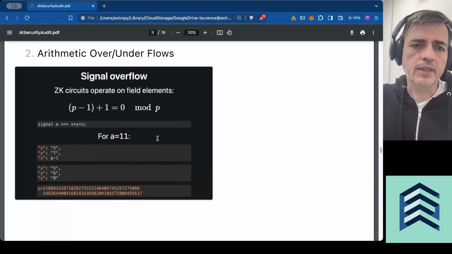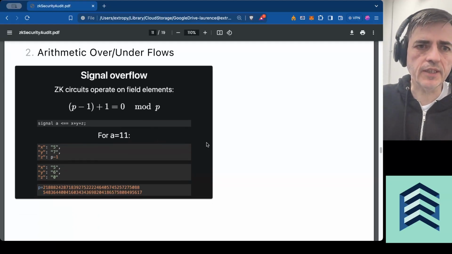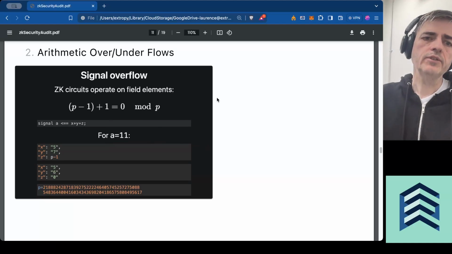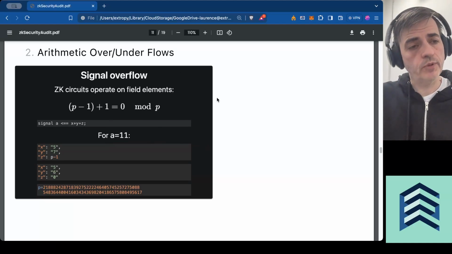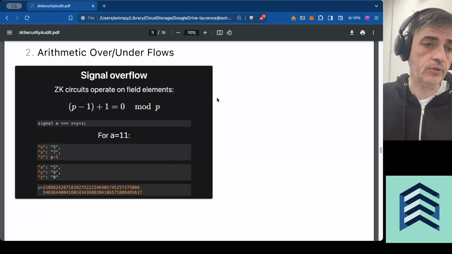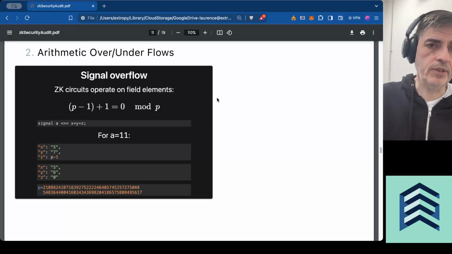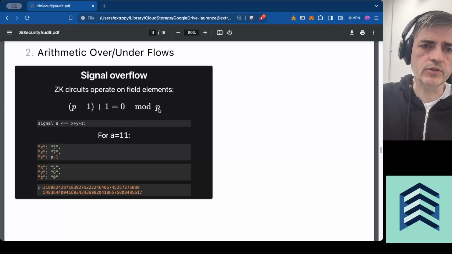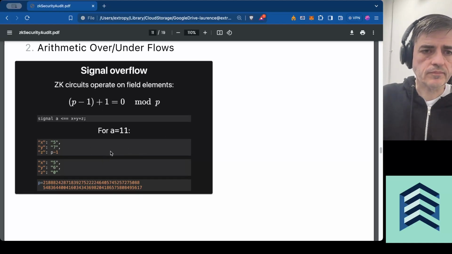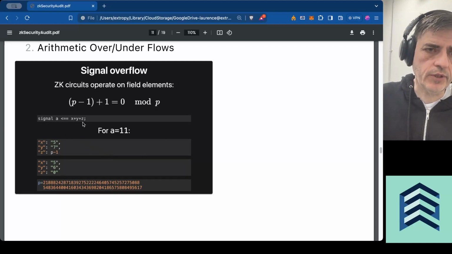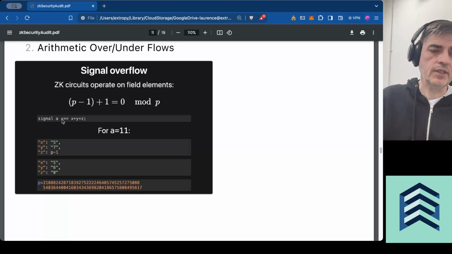Okay. A more straightforward example is given here with overflow or underflow. This is really just because we're working with finite fields. We have a maximum value on that field. Typically, this would be a prime number. So here we've got it represented by P. So all of our arithmetic is going to be done mod P. And what you see here is that this line of code says that we are adding three numbers together. We are going to put those three variables, x, y, and z, into variable a, and there's a constraint on that.